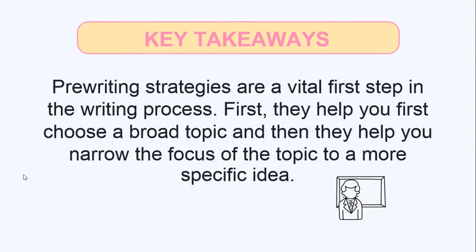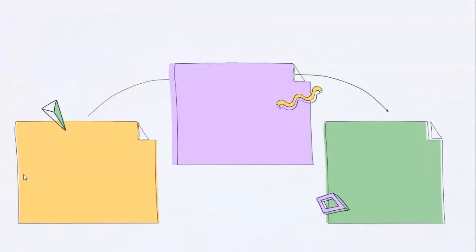Key takeaways. Here we know that writing strategies are a vital first step in the writing process. First, they help you choose a broad topic, and then they help you narrow the focus of the topic to a more specific idea. Now, you have your ideas and you want to organize your ideas to move to the next step, which is outlining.